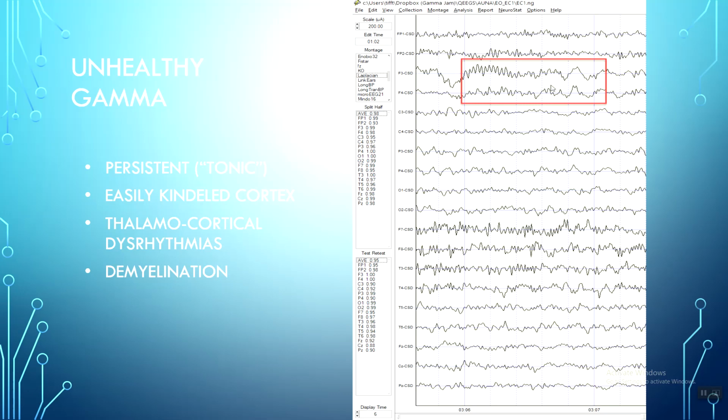I call it car horn gamma. I think of it as like when a car horn is broken and it's just blaring. Right? We don't like that. What that indicates is that a network is seized, it's bound, and it's not letting go. Or it could indicate that there's a demyelination disorder of some sort.